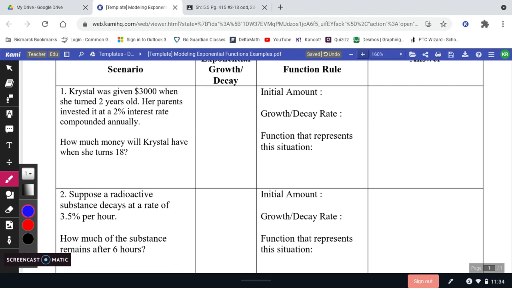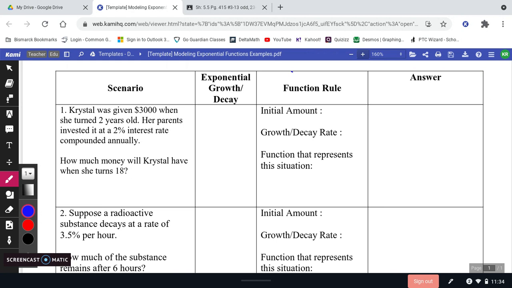So Crystal was given $3,000 when she turned 2 years old. Her parents invested it at a 2% interest rate compounded annually. How much money will Crystal have when she turns 18? Okay, so first thing is, is this a growth or a decay example? Well, right here, they invested it at a 2% interest rate. So you're gaining interest on your money. That's going to be a growth.